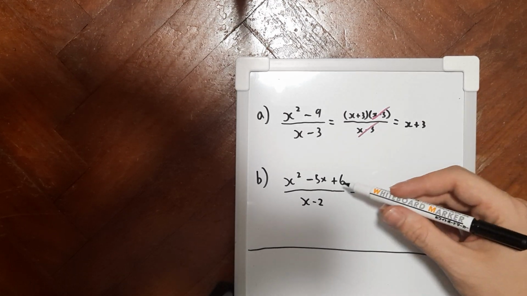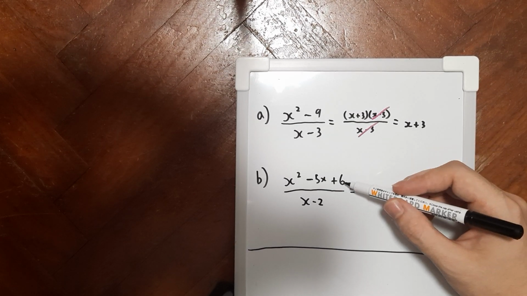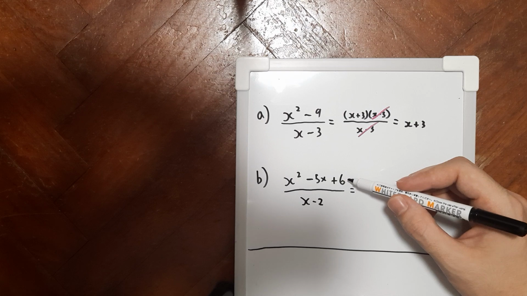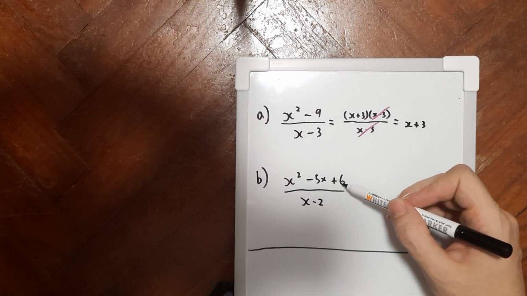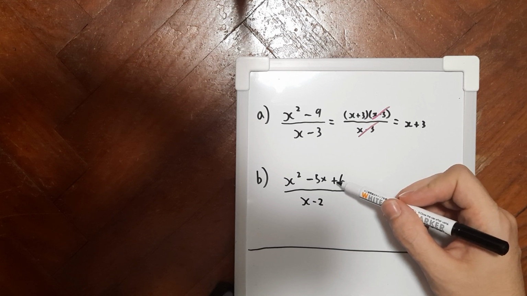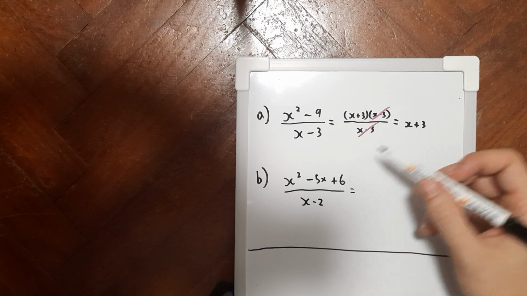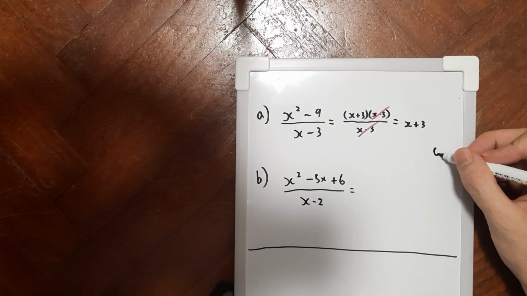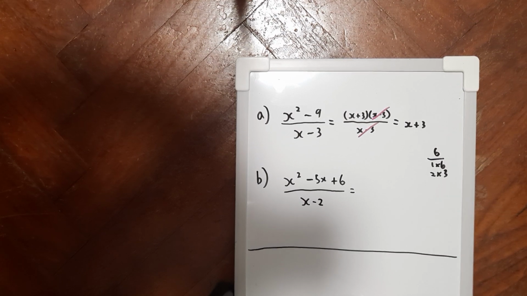Just like before, I'm going to factorize the top of this fraction. So here I'm looking for numbers that multiply to make 6 and add to make minus 5. I know that the numbers must both be negative because they multiply to make a positive number, but add to make a negative number. So I think 6 is 1 times 6 or 2 times 3.